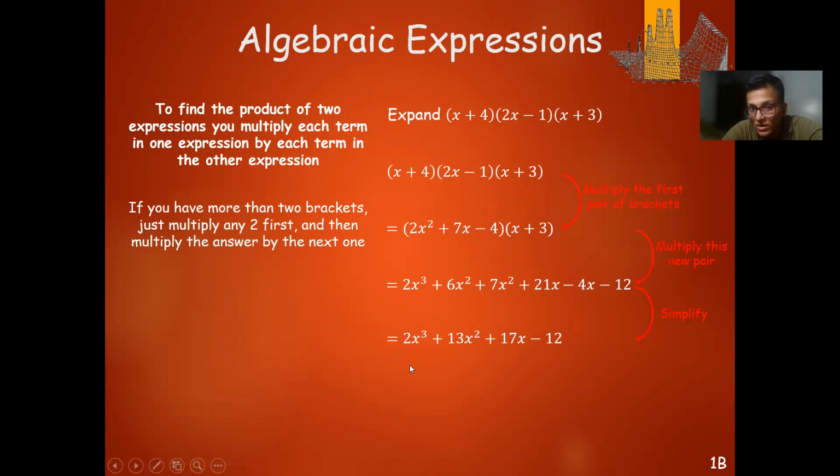Now, if you look here, you're getting a cubic expression. Now, if you multiply with two brackets, you're going to get a quadratic expression. But if you multiply with three brackets, you're going to get a cubic expression because you're multiplying the value x on x on x 3 times. So x into x into x will basically give you x cubed. And obviously with some constant terms if they will be in the expression.